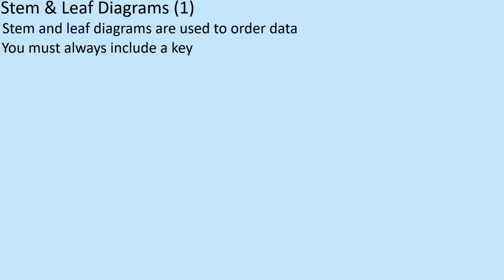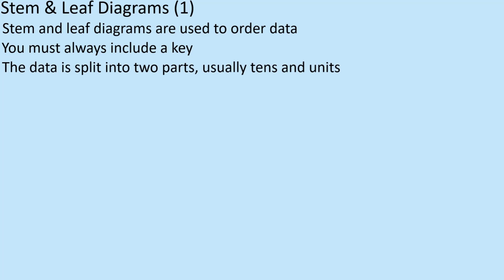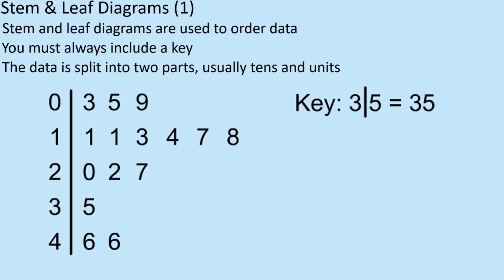First of all, you're going to need a key. A key is quite important, and it tends to be in an exam. I've seen it a few times where they're going to ask you the key, but I'll talk about that in a second. The data is split up into two parts. It's usually tens and units, or tens and ones, but it looks something like this.